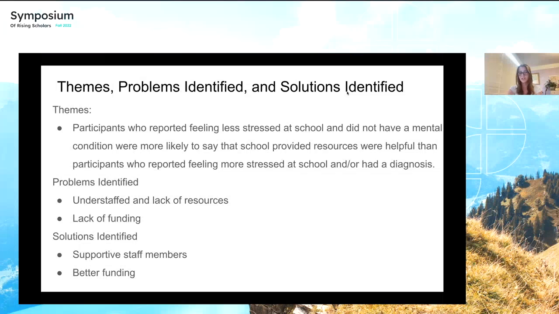Some solutions that were identified were supportive staff members. A good number of participants reported that they felt safe or comforted at school because there was a staff member there they felt comfortable with. And another solution was better funding for resources. A few of the interviewees that attended schools with very well-funded resources felt that they were allowed to receive better help because of that.